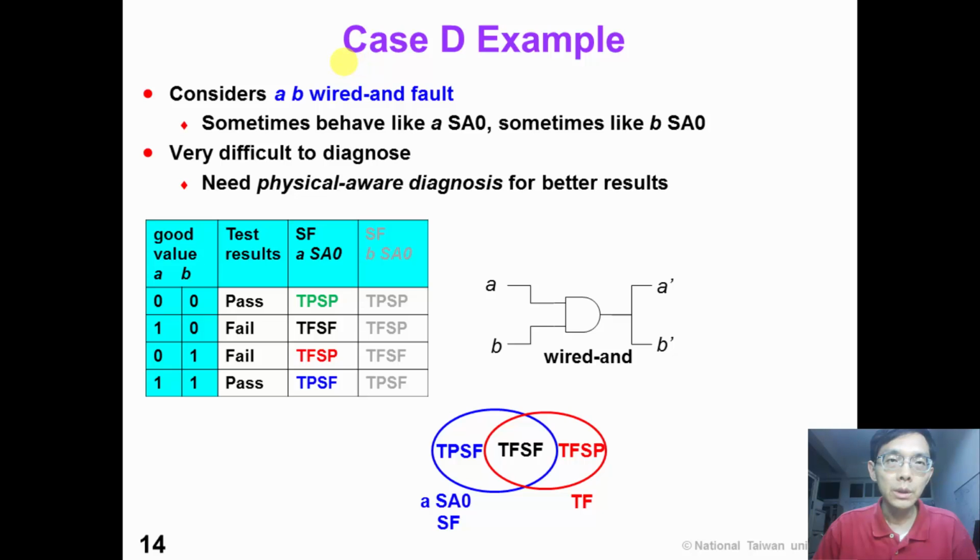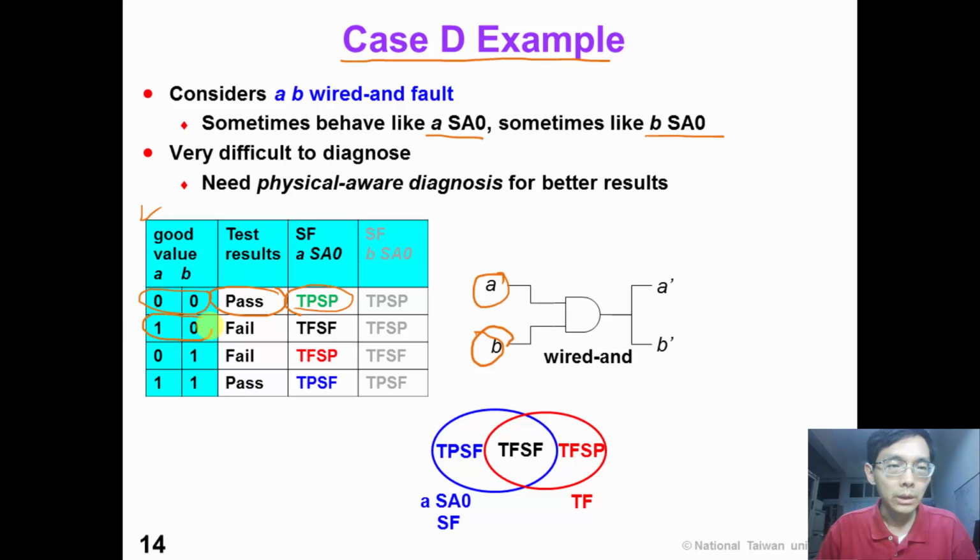This page shows an example for case D. Consider an AB wired-AND fault. This fault would sometimes behave like A stuck at 0, 4, but sometimes behave like B stuck at 0, 4. This table shows possible combinations of the values of A and B. When the good values of A and B are both 0, the circuit will pass the test. This corresponds to TPSP for A stuck at 0, 4.